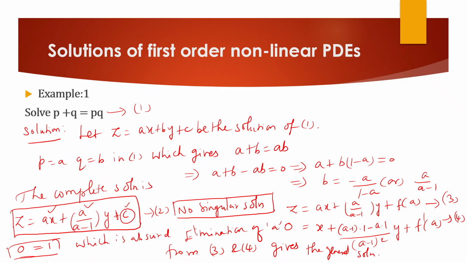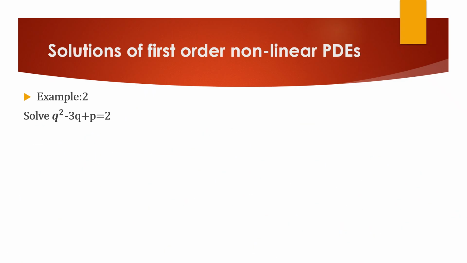So similarly, we'll try one more problem. See, this is a second example. Solve q square minus 3q plus p is equal to 2. So again we have a first type of nonlinear PDE, because this PDE involves only p and q. So now we'll see the solution.